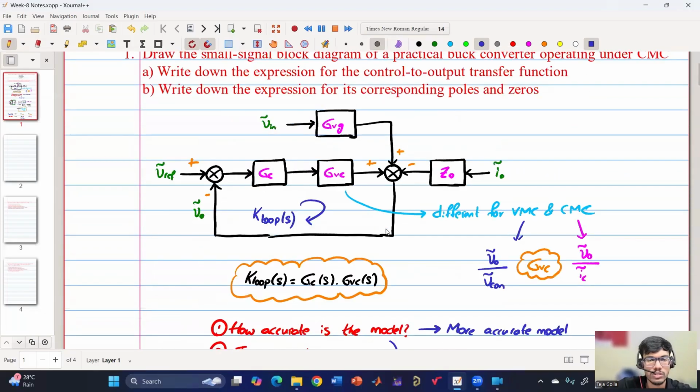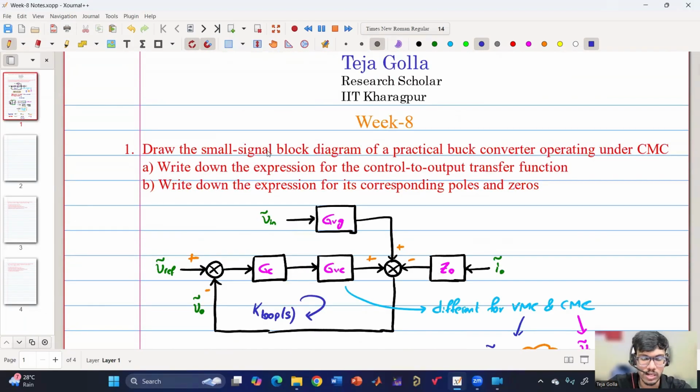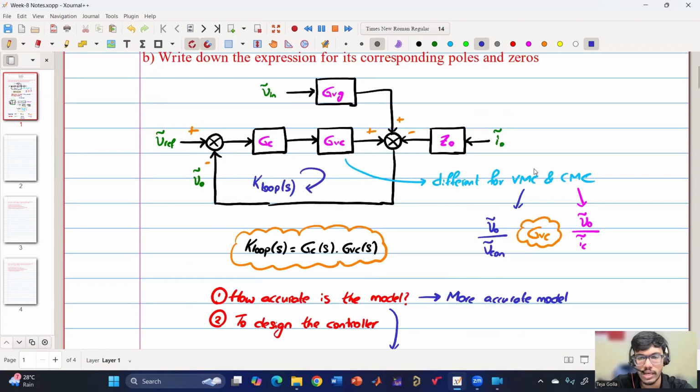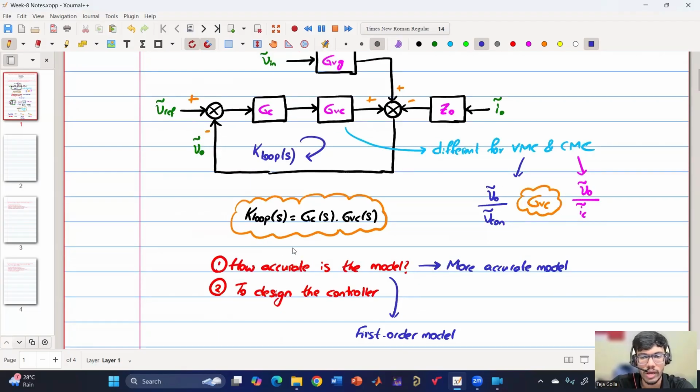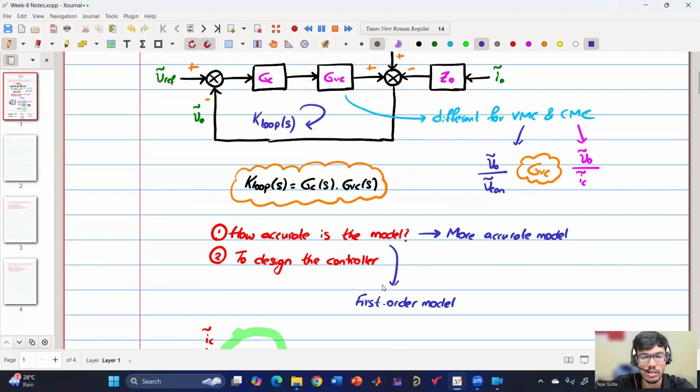If we see the question that I asked: draw the small signal block diagram of the practical buck converter operating under current mode control, which remains exactly the same as that of voltage mode control. Only the GVC transfer function will be different. I also asked for the expression for the control to output transfer function. In voltage mode control, the control input is the control voltage, which is compared with a sawtooth. In peak current mode control, the control input is the current reference, which is compared with the sensed inductor current. That's why the GVC expression will vary. The important aspect is how accurate the model is. Once we get the model, we can design the controller.